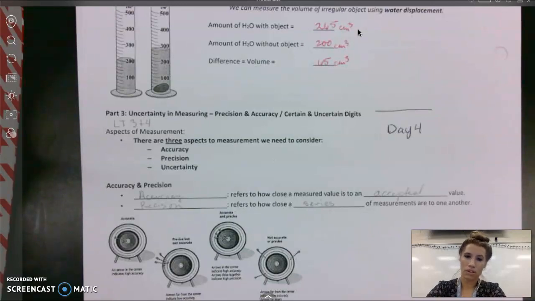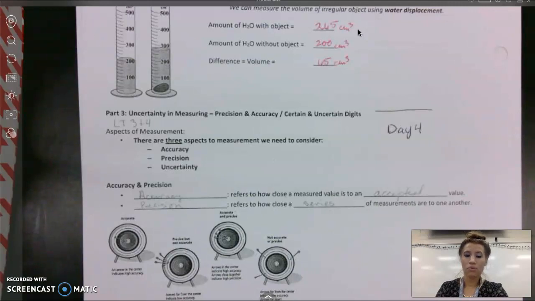Now precision focuses more on the instrument itself. So let's think of a scale. Let's say I take the same 500-gram weight and I put it on a scale over and over again, and the first time the scale reads 500 grams, and then the second time it reads 250 grams, and then the third time it reads 650 grams. That is not very precise because those measurements of the same mass were not very close together. So it wasn't a precise scale.